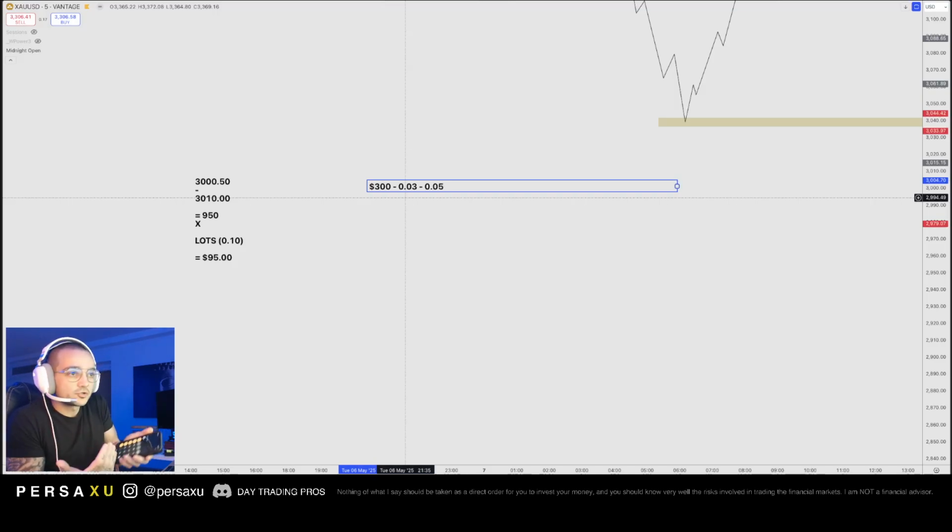So maybe 300 could be 0.03, and then 200 to 100 with 0.05. You see where I'm going, right? So you're developing different entry models, and according to your intuition as well, if you feel you have the edge of getting a nice trade, try it.